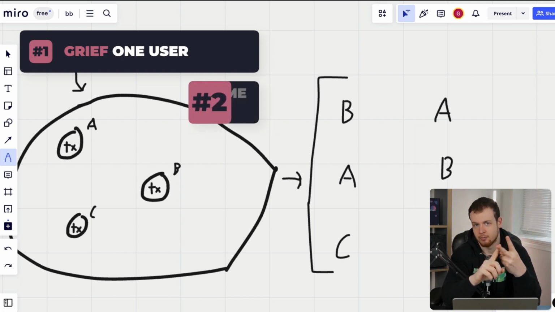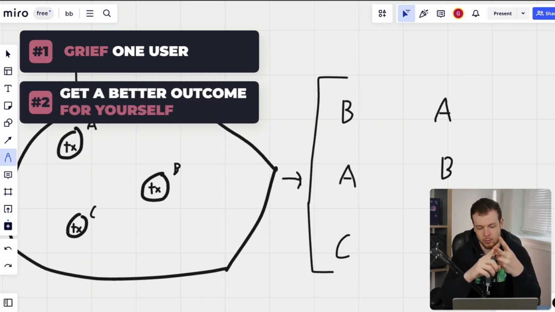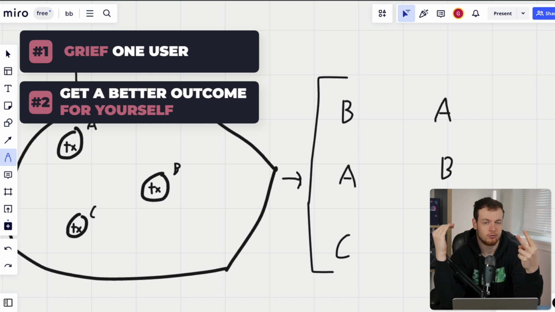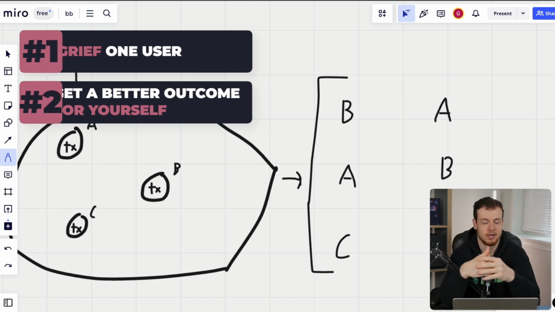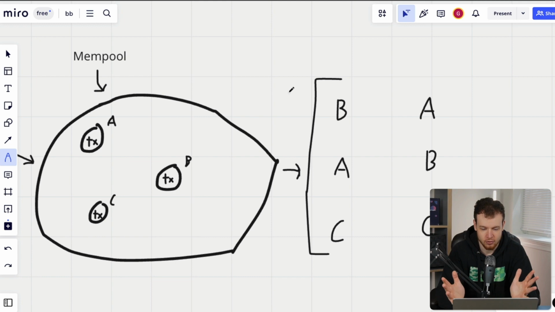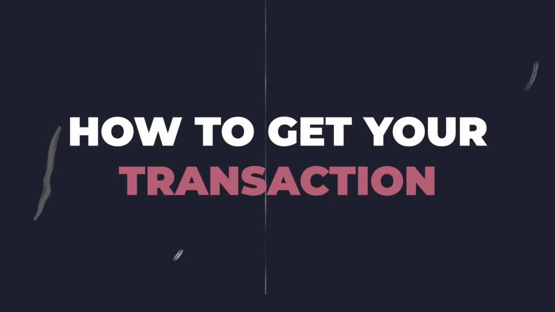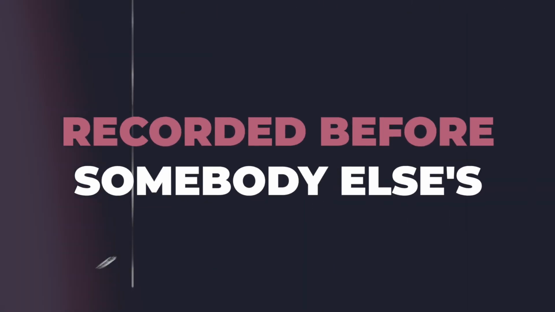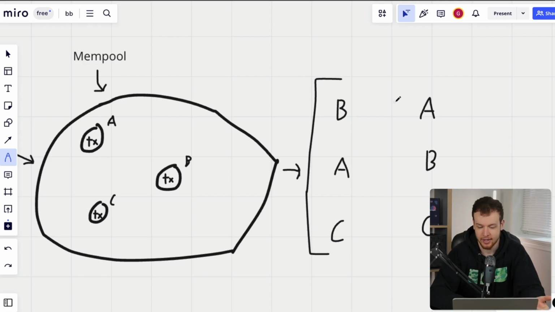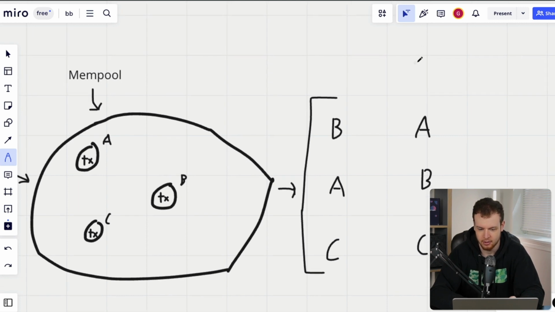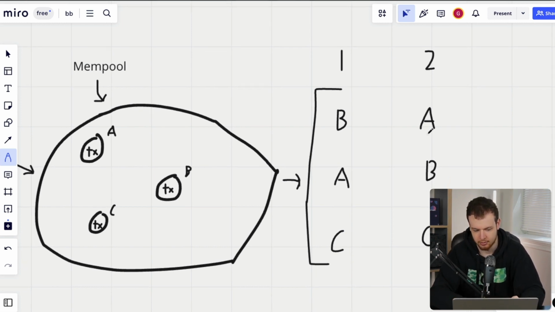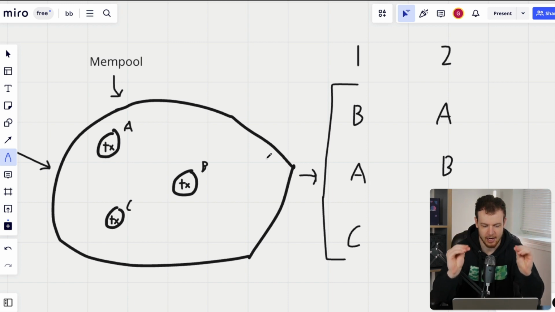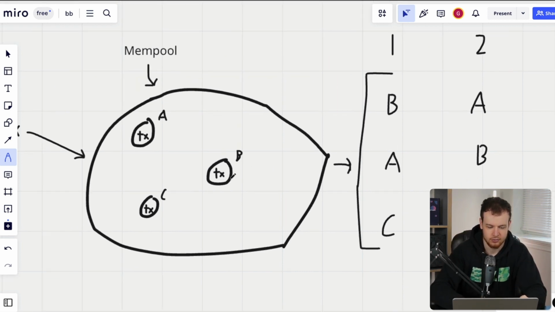Or you can get a better outcome for yourself in some cases, where if I get my transaction recorded before somebody else's, it can benefit me. So that raises the question, how exactly can I get my transaction to be recorded before somebody else's? How do I get this A to be recorded before B in scenario 2? If this is scenario 1 and I'm the person who sent transaction A, how do I get scenario 2 to happen?